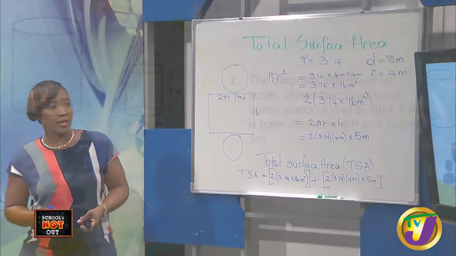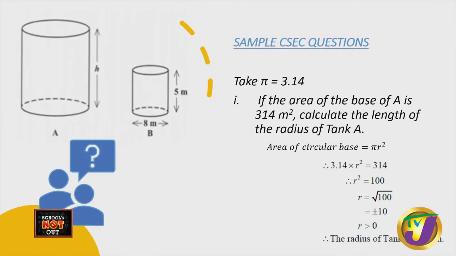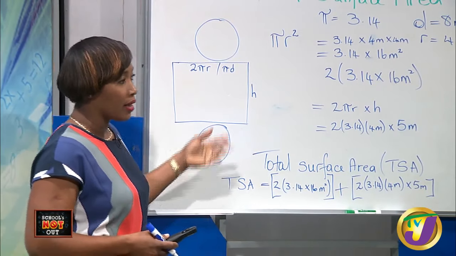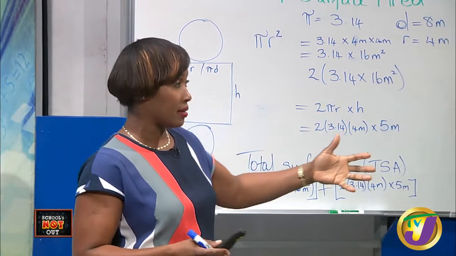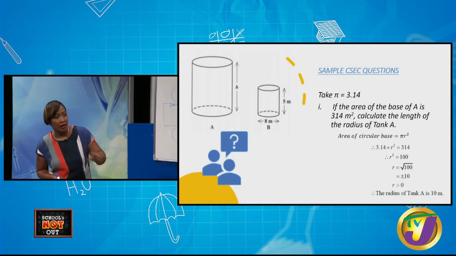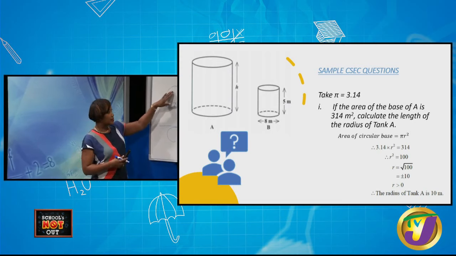Now let's look if you're given something else. So if you're given the area of A to be 314 meters squared, calculate the length of the radius of tank A. So we just worked out the total surface area of tank B because we're given the diameter and the height. So we're given all the lengths and measurements for that cylinder. Now what if you're not given the measurements, as you can see in diagram A, but you're given the area of the base. Now remember, the base is a circle.